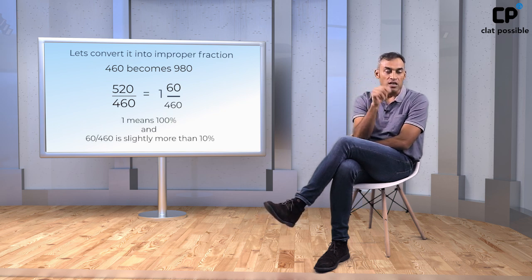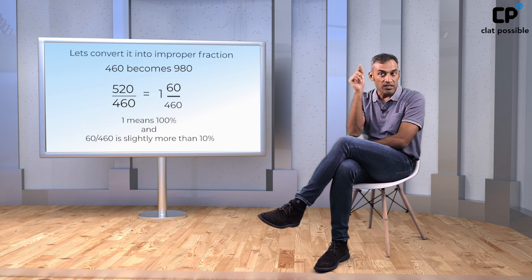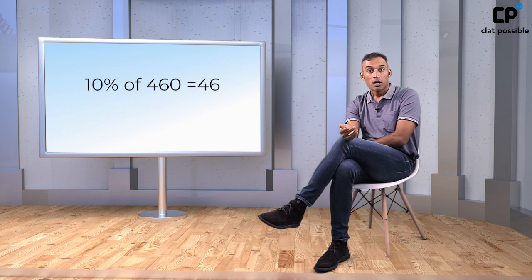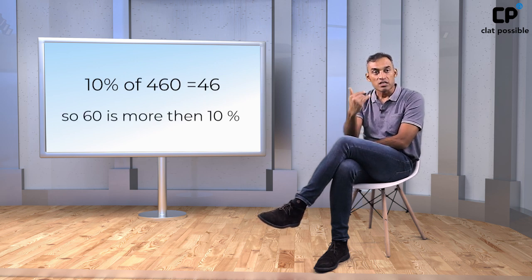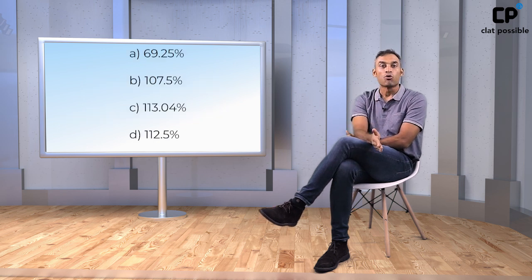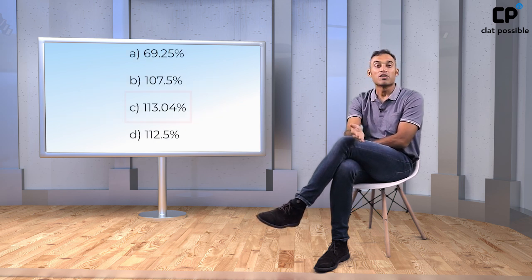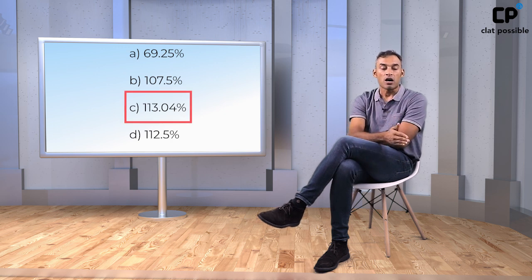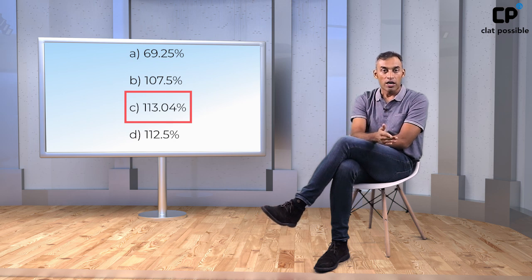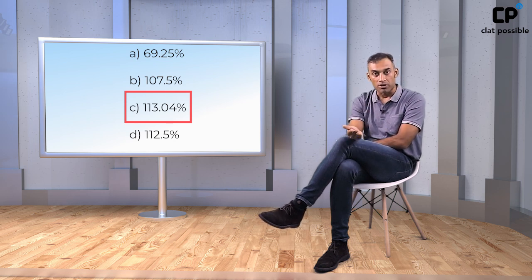1 obviously is 100%, right? And 60 upon 460 is what we need to calculate. So this is slightly more than 10%, because 10% of 460 is 46. Here we have 60. So 60 obviously is more than 10%. Again, I'm going to look at an option which is slightly more than 110%. So if there was an option which is between 100 and 110, I'm going to eliminate that. And I'm going to look at an option which is more than 110%.